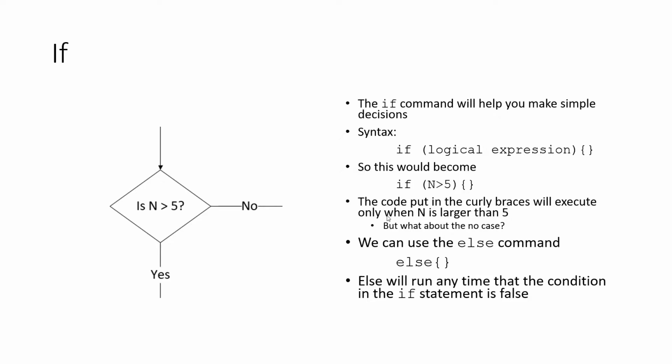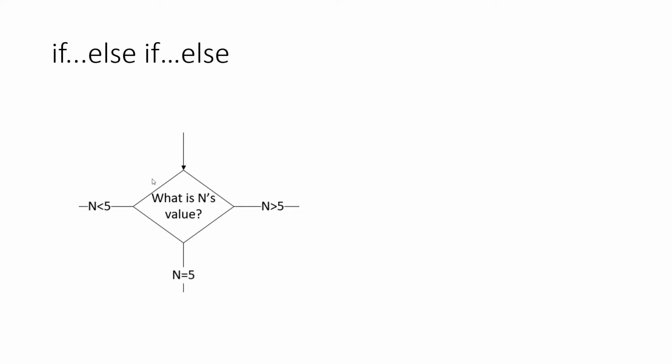So what happens if we want to get a little more complicated? Let's say now that we want to check more than one status. Let's say we want to check if something is less than 5, something is greater than 5, or something is equal to 5. If we think about it, the simple if statement won't work here. The simple if statement will simply compute whether or not it's one of these things.